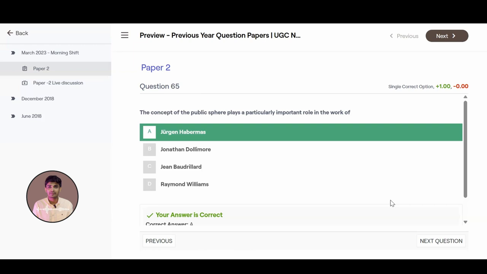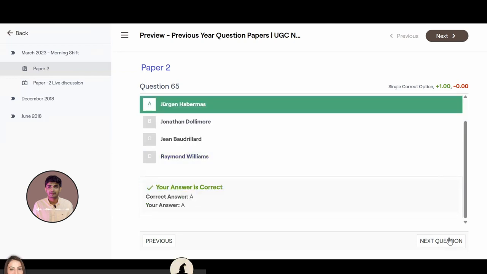So, coming back to the public sphere, it is a concept introduced by Jürgen Habermas. Habermas is also alive, I think. He is somewhere in his late 90s, 99 or something.